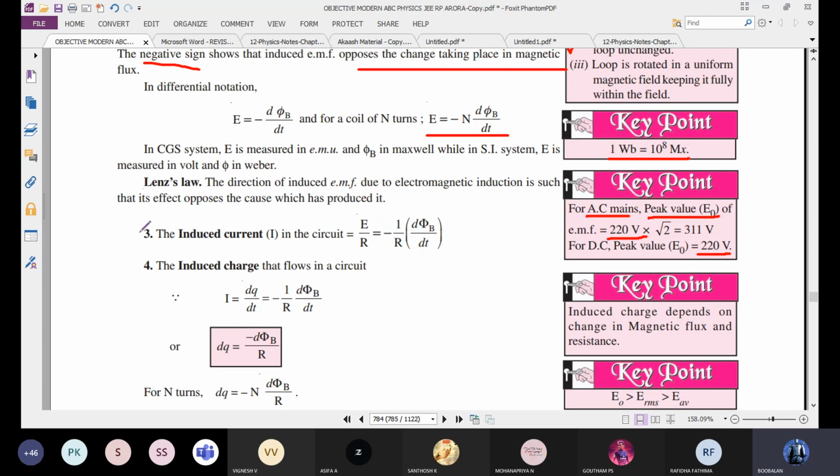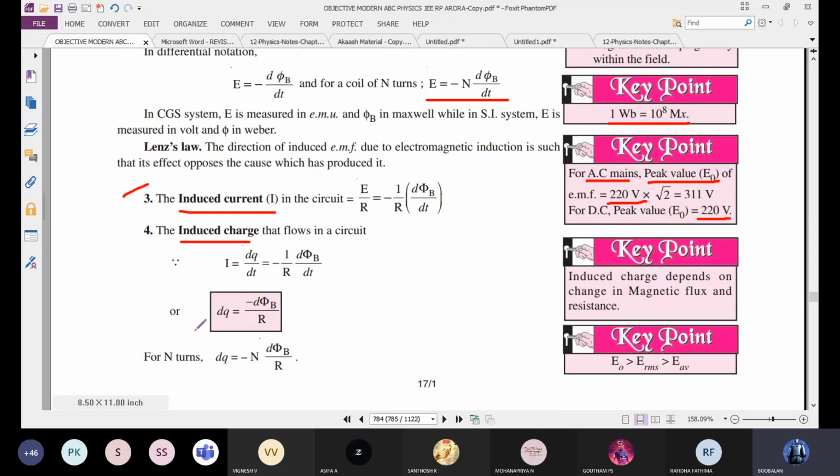So next, Lenz's law, induced current formula. Induced current, I is equal to E by R, then E formula is d phi by dt. Induced charge, I is equal to dq by dt, and modify and apply the values, because I is equal to minus 1 by R d phi by dt. Then I need only dq. So dq is equal to minus d phi by R. So dt is cancelled. For N number of turns, multiply with N.